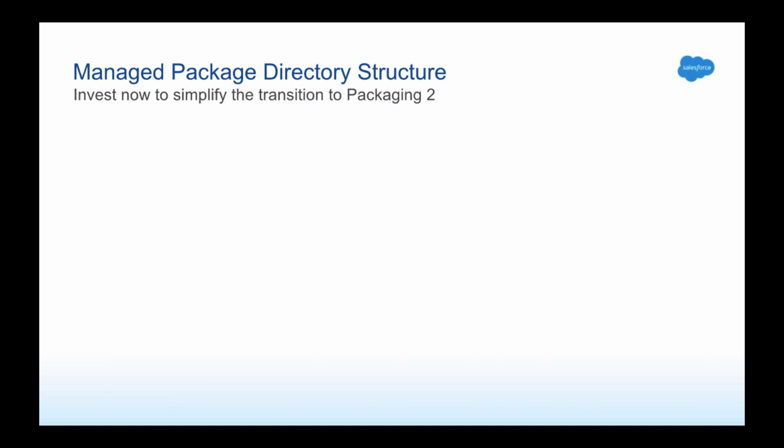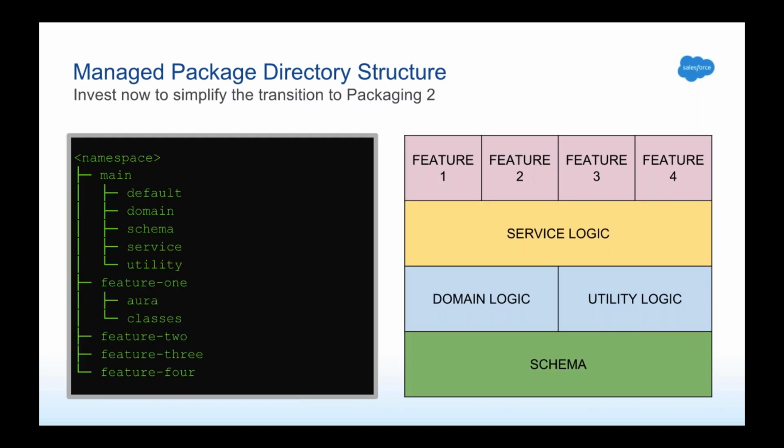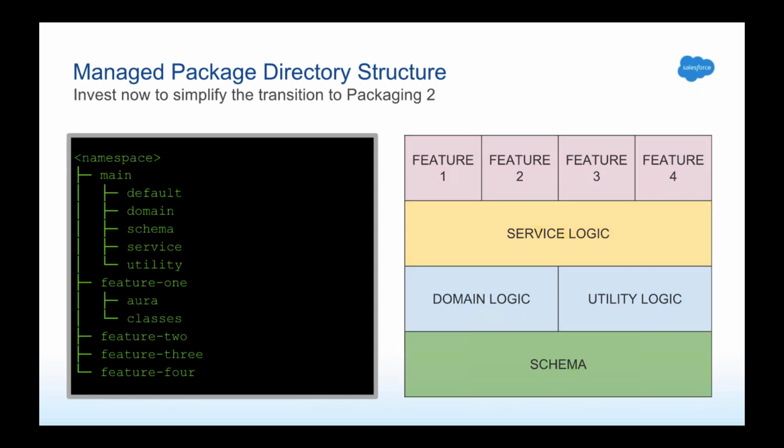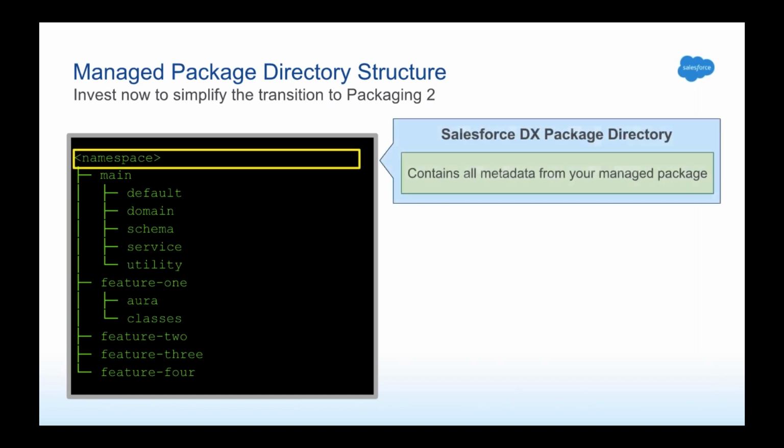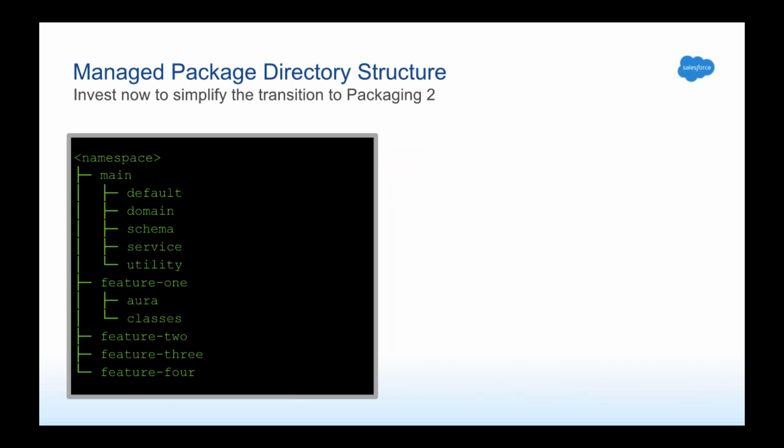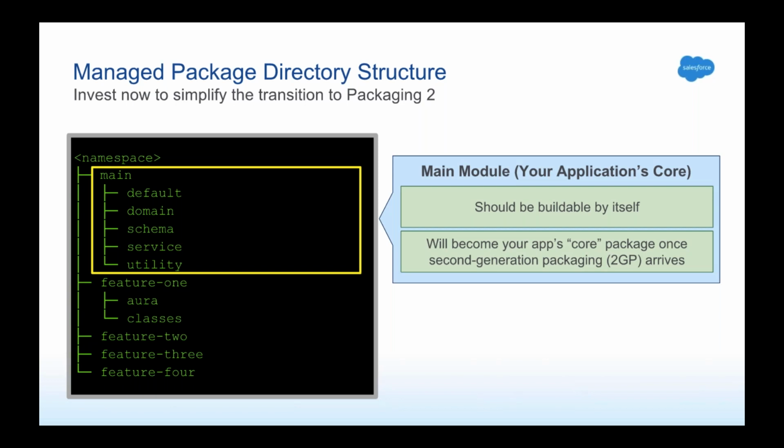Now, how do we map that into the package directory structure? And here's how you do it. So here we are back, looking at that namespace folder this time. Remember, this was the package directory. This is the place that's going to keep all of your metadata for your managed package. And within that, we now have this main module, right? You've all seen force-app/main/default. So that structure is going to be there anytime you pull metadata from your org. So we keep that, and that's basically where your app's core is going to reside.